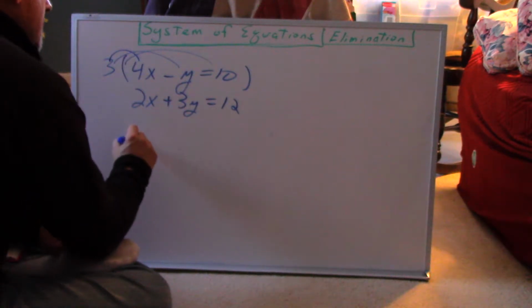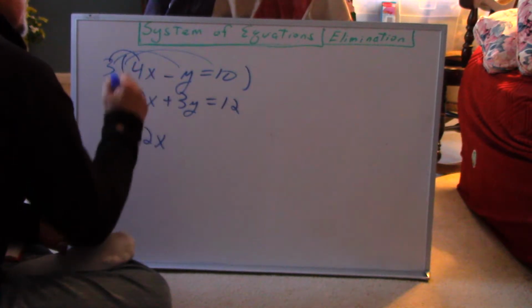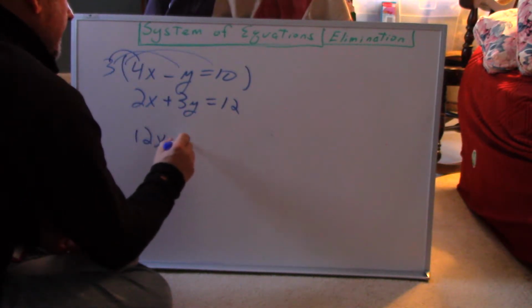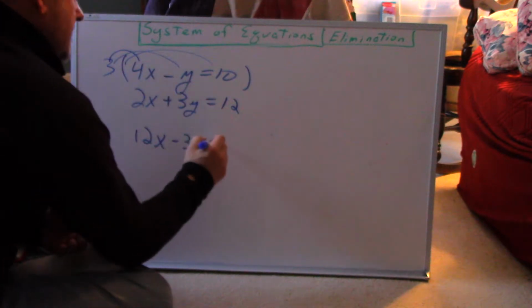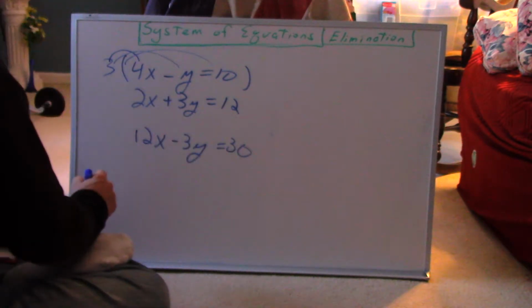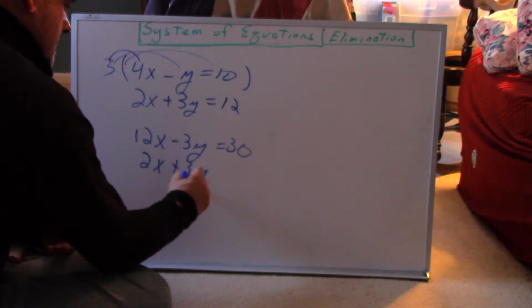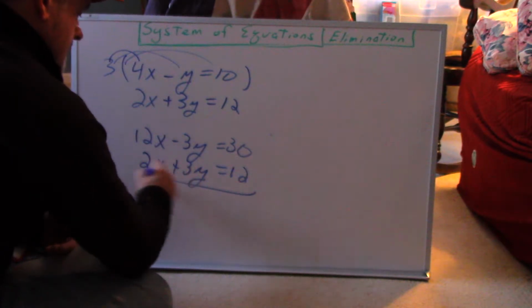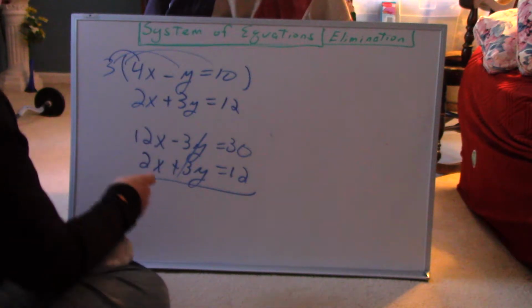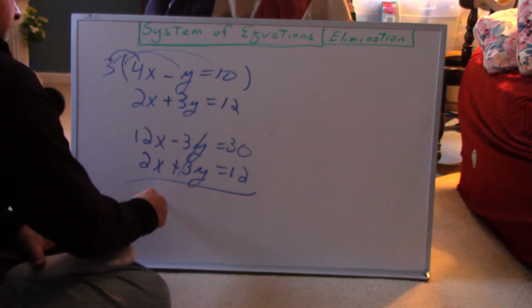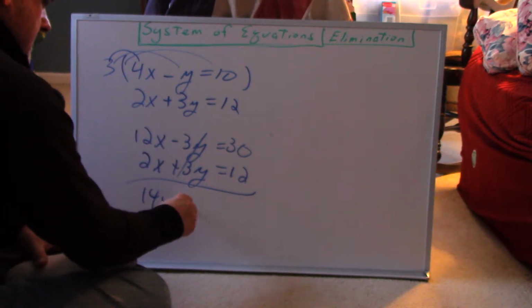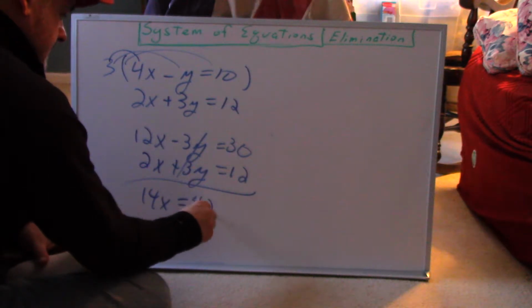3 times 4 is 12x. 3 times negative 1 is negative 3y. 3 times 10 is 30. Then we bring down what we have. Eliminate that. 14x equals 42.